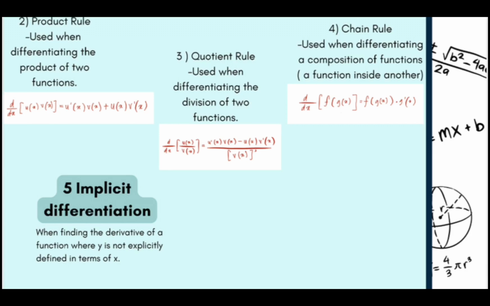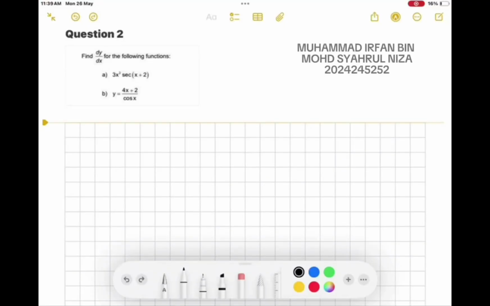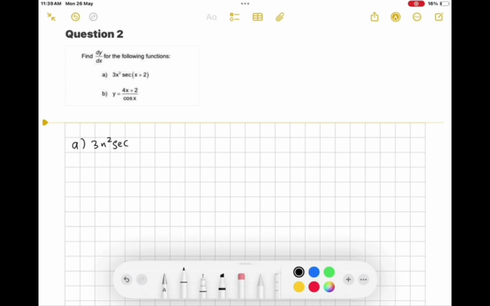Next, we go to number 5, implicit differentiation, when finding the derivative of a function where y is not explicitly defined in terms of x. Question 2. Find dy/dx for the following function. A. 3x squared sec(x plus 2).